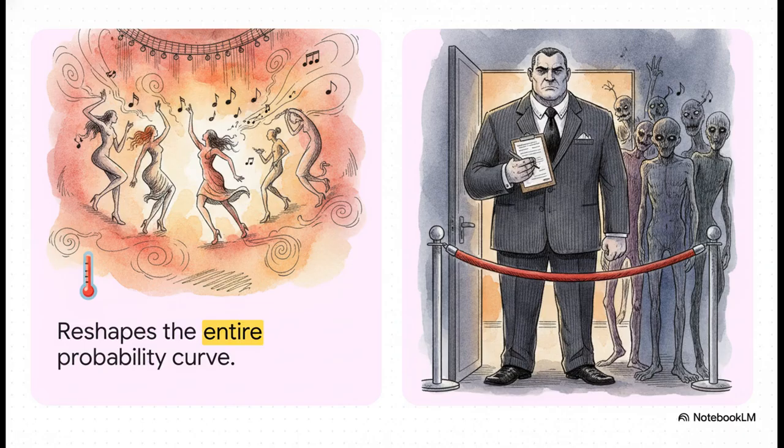Top P, which is actually known in research as nucleus sampling, acts a lot more like a strict bouncer at the door. If you set top P to 0.9, the bouncer looks at the bottom 10% of the absolute weirdest, worst, most nonsensical words in the dictionary and kicks them out into the alley entirely. They aren't even allowed in the building. Then, temperature controls how wildly the remaining 90% are allowed to dance.